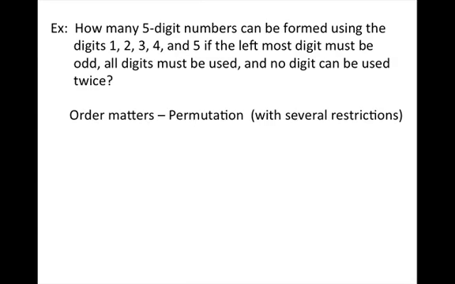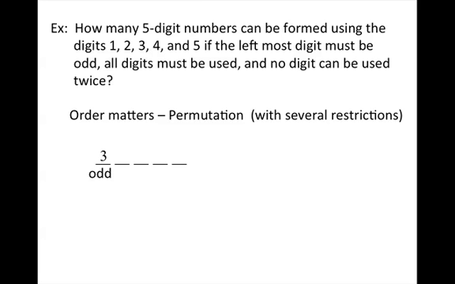But this time I have several restrictions. The left digit has to be odd, all digits have to be used, no digit can be used twice. When I have a lot of restrictions, I revert back to drawing the blanks. It's a 5-digit number, so I'm going to draw 5 blanks. Well, if you remember, the first digit had to be odd. I have 3 odd numbers to choose from, the 1, the 3, and the 5, so I have 3 choices.